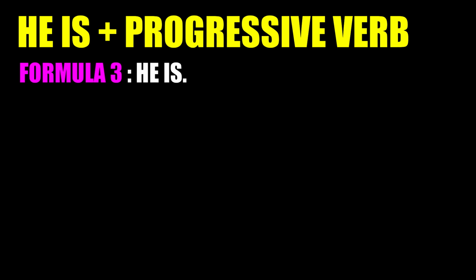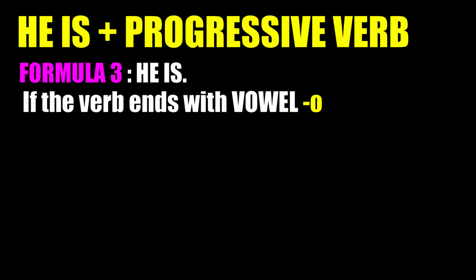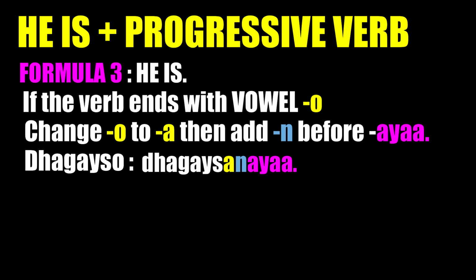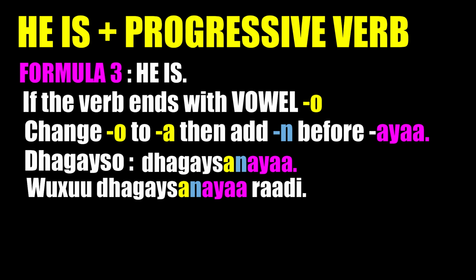Formula or rule 3. If the verb ends with vowel O, we need to change the vowel O to A and add na before we add aya. For instance, dhegaysanayaa. Wuxuu dhegaysanayaa raadi. He's listening radio.